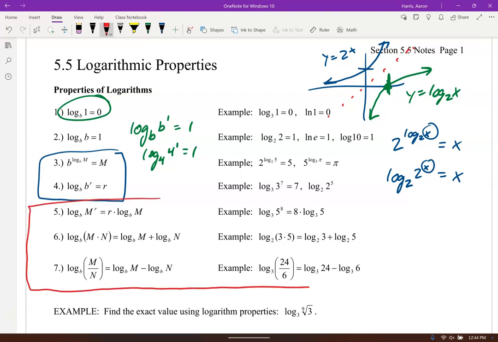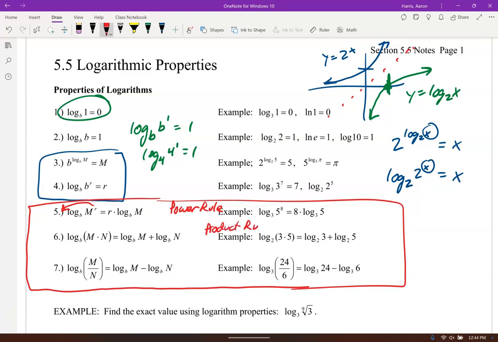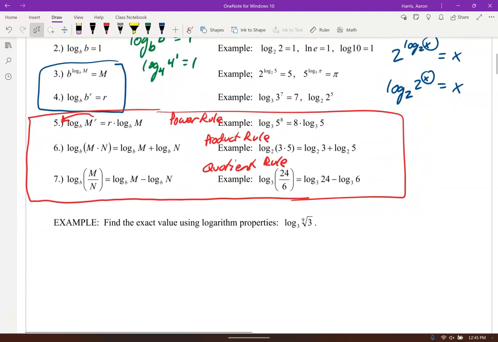5, 6, and 7. So number 5 is called the power rule. And so that r right there can be put in front. So it's the same as r log base b of m. Again, these are unique to logarithms. The next one's called the product rule. And the last one's called the quotient rule. So log base b of m over n is the same as log base b of m minus log base b of n. So we're going to use these to simplify these expressions here.